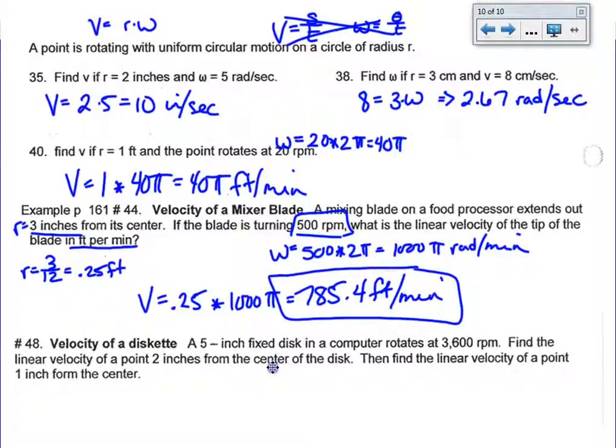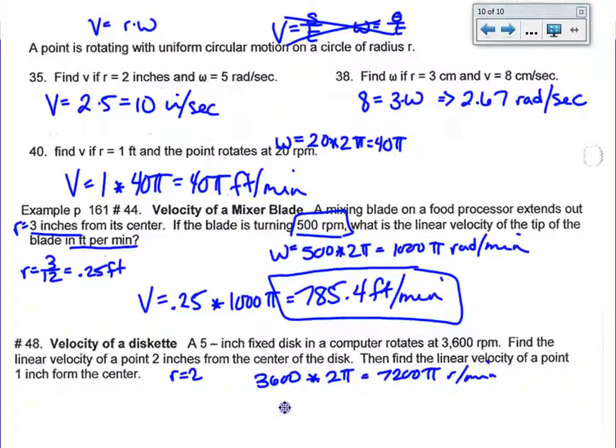Alright, velocity of a diskette. So we're talking like a CD here. It's 5 inches. But it says later on that it's 0.2 inches from the center. So that means your radius that we're really talking about is the 2 inches. 3,600 revolutions or rotations per minute. So to calculate your angular velocity, we need to multiply the 3,600 times the 2 pi, and that gives us 7,200 pi radians per minute.